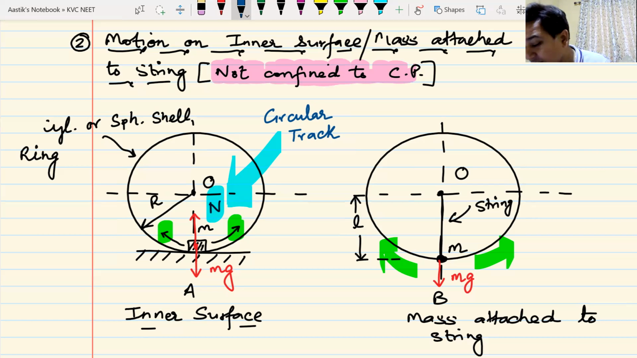Now I ask you the question again. What is making gentleman B move on the circular track? Can I have some answers? Gentleman A, normal reaction N. What about gentleman B? What is making him move on the circular track? Reply fast. I'm waiting.